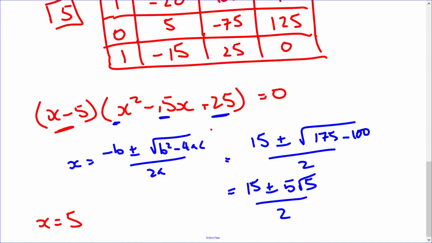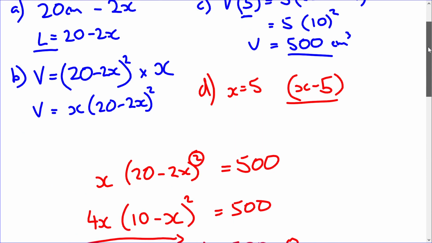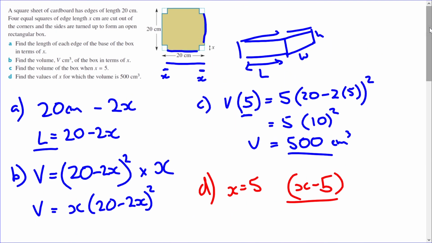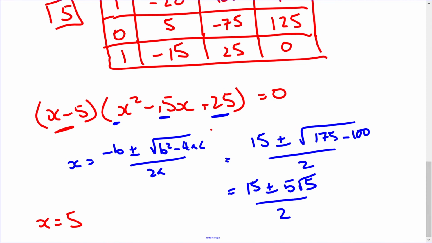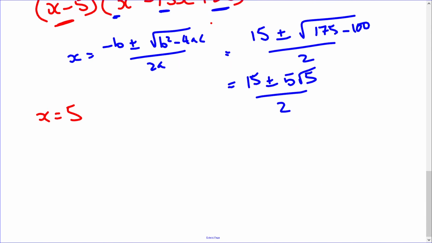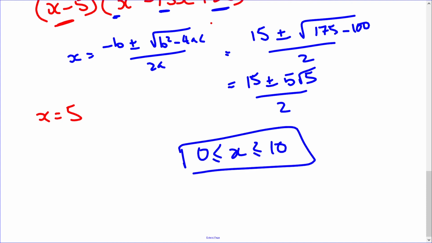So there's 2 more answers, but the first thing we should check is, do they satisfy the practical application of this question? If I go up the top here, I notice that my length is 20 minus 2x. If that x value was 10, then that'd come into the halfway there. So x must be between 0 and 10. So if I look at my 2 possible answers, I note that x must be between 0 and 10. So therefore, we have to reject one of these values.